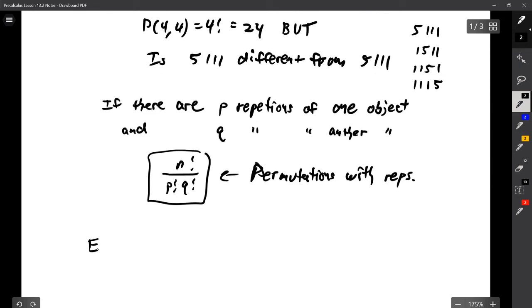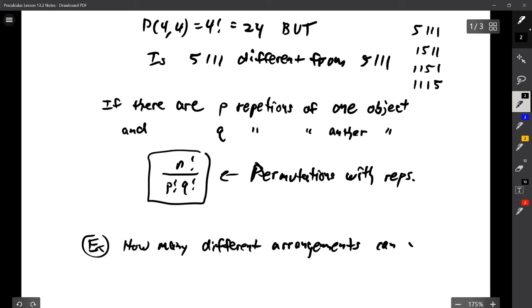So what you can get into is stuff like this, like how many different arrangements can you form of the letters in the word.